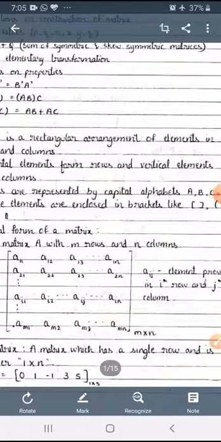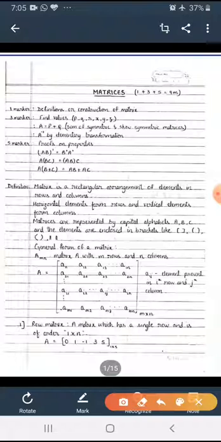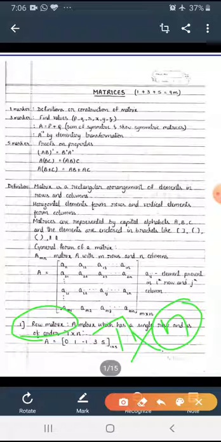Now we'll see the types of matrices. These are very important. The first is the row matrix. What is a row matrix? A matrix which has a single row and is of order 1 by n. That is the general representation, 1 by n. So 1 by n means one row only and n columns are there.